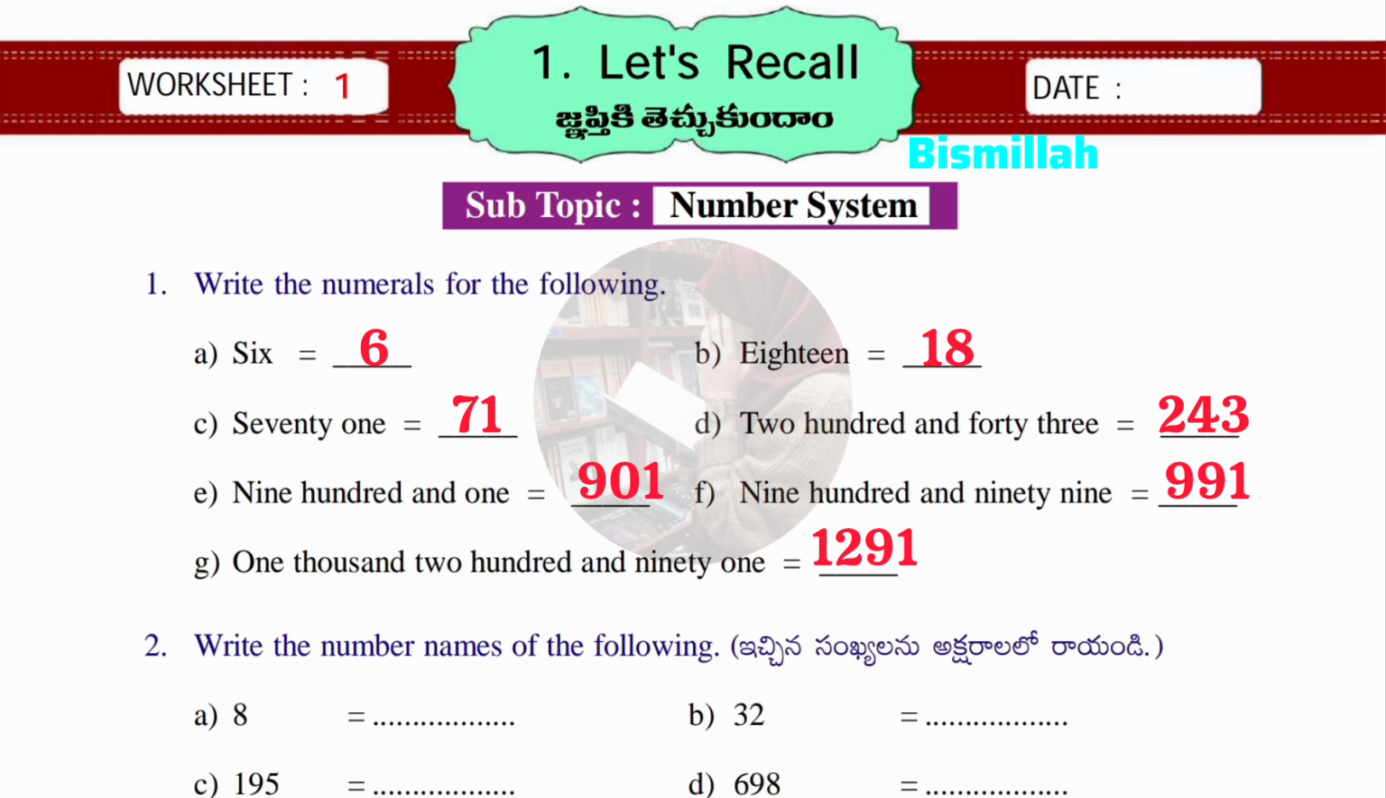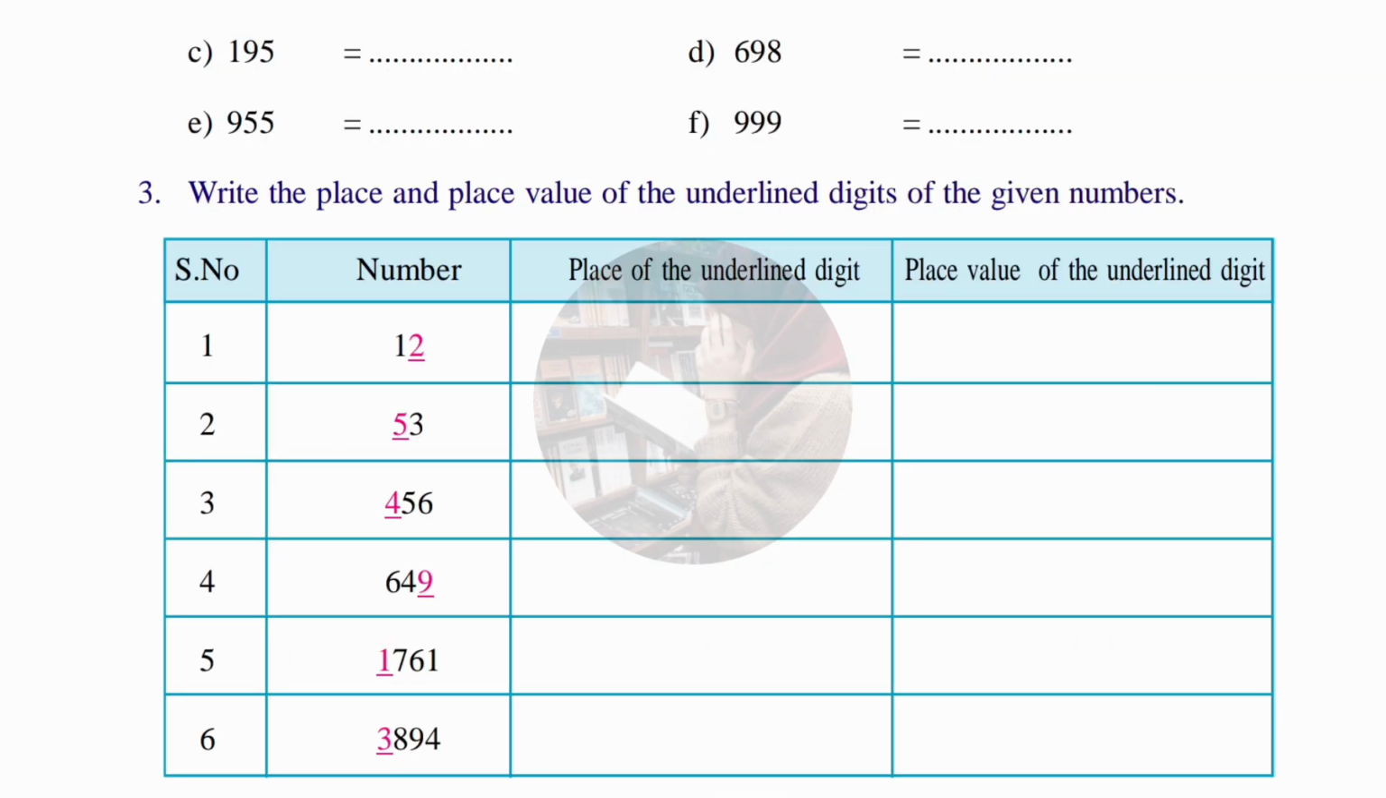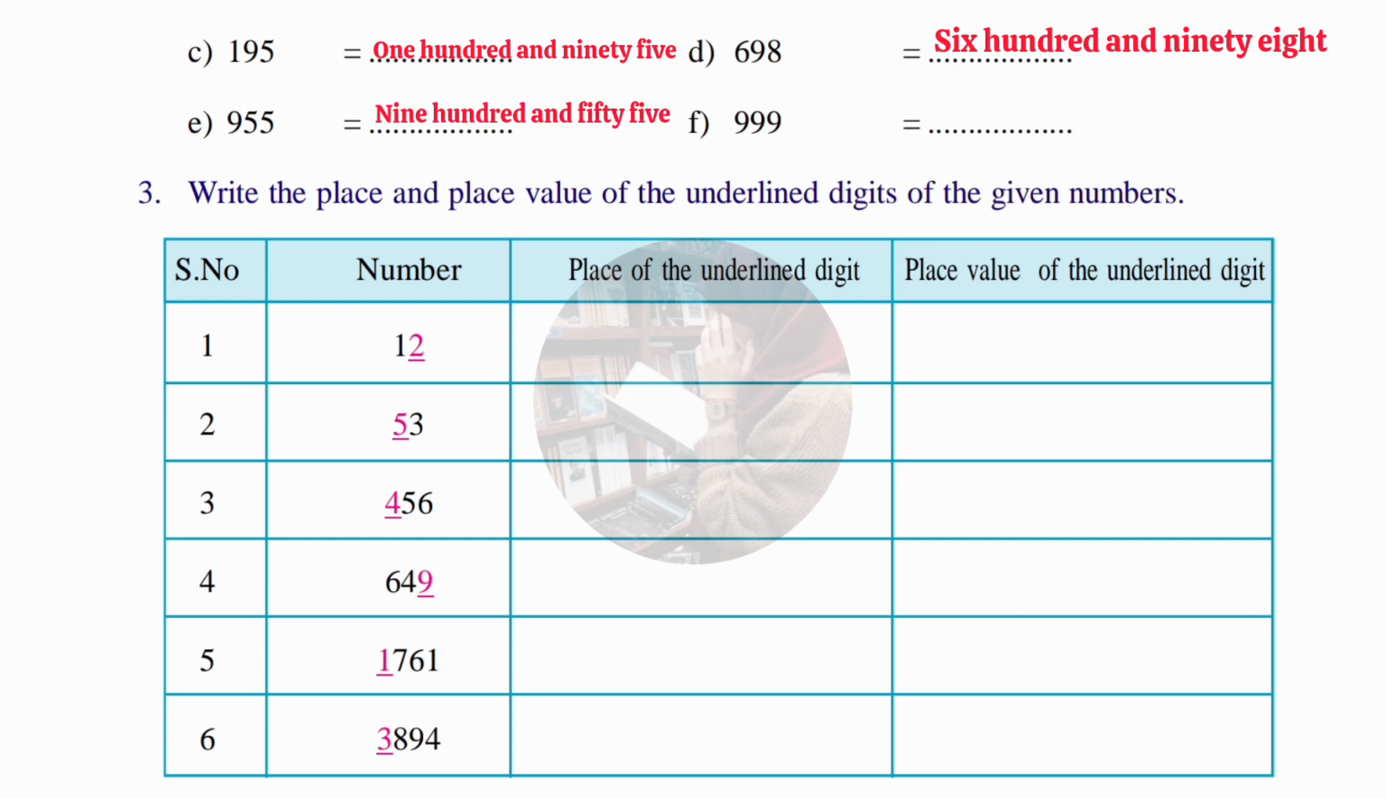Okay, let's see. First one is 8 given, write down EIGHT. Second one 32 given, write down THIRTY TWO. Third one 195 given, write down one hundred ninety five. Fourth one 698 given, write down six hundred ninety eight. Fifth one is 955 given, write down nine hundred fifty five. Sixth one 999 is given, write down nine hundred ninety nine.